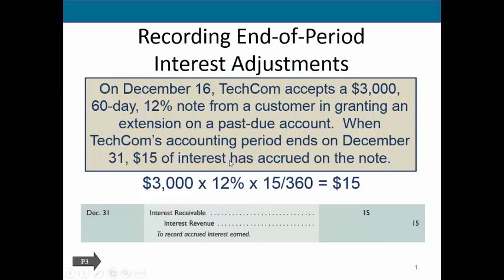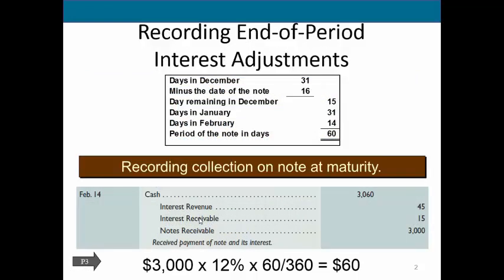So we need to show that we have interest revenue of $15, but we're not getting the cash for that interest right now. Instead, we have interest receivable because, again, when we signed this note receivable, someone promised to pay us back the amount that they owe, and they're going to pay us the interest that accrues throughout the life of this note. So even though we're not getting the cash now, we can go ahead and consider this interest receivable because it's going to be paid to us.